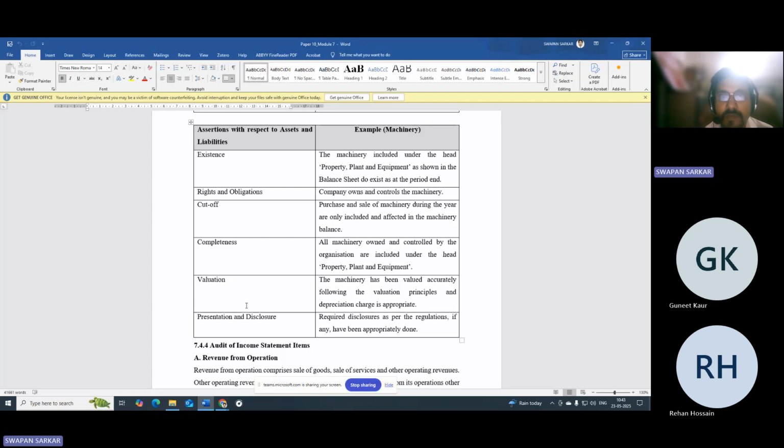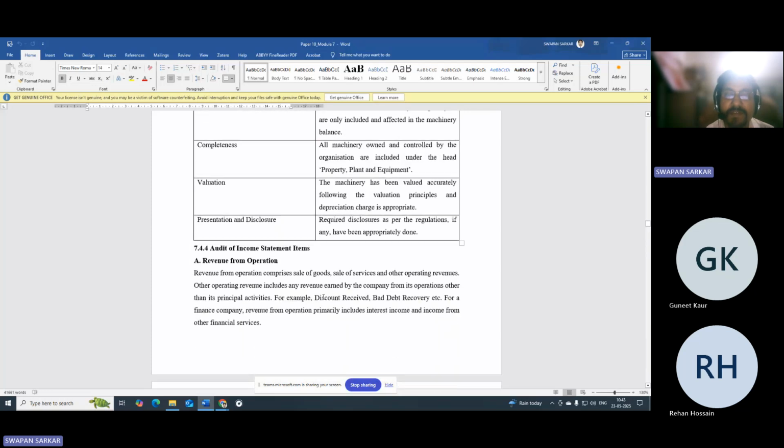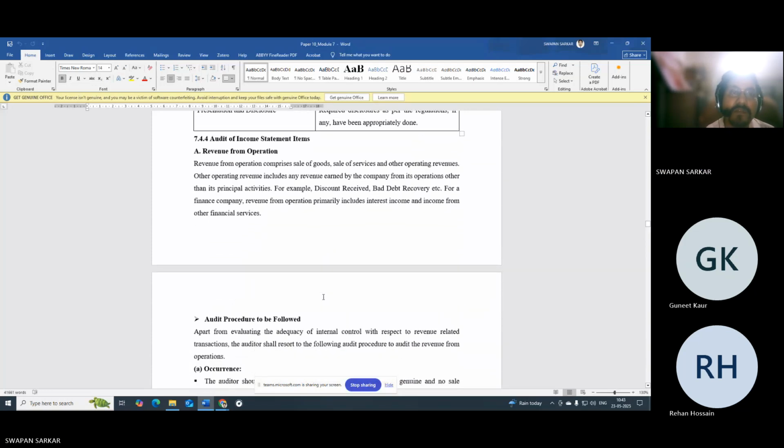Then the audit of the financial statement items we will be discussing in two phases: audit of income statement items and audit of balance sheet items. Some of the items only we will be discussing due to paucity of time. First of all, revenue from operation.